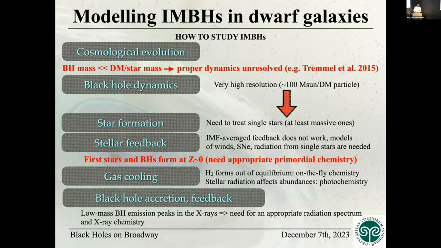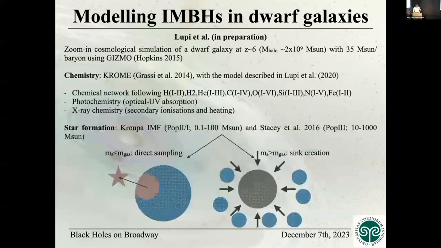complication. Low mass black holes, when they accrete, have an emission spectrum that peaks in the X-rays. And this means that if we want to follow the thermodynamics correctly, we need to include X-ray photochemistry, which is extremely complex because high energy electrons can ionize further and produce secondary ionization. So we should put everything together and build this model. And this is what we have tried to do.